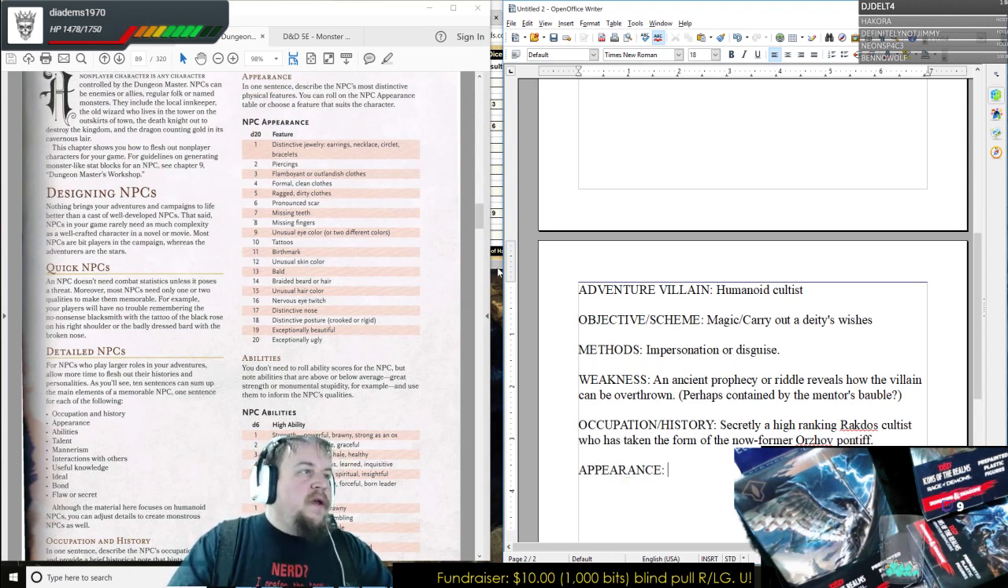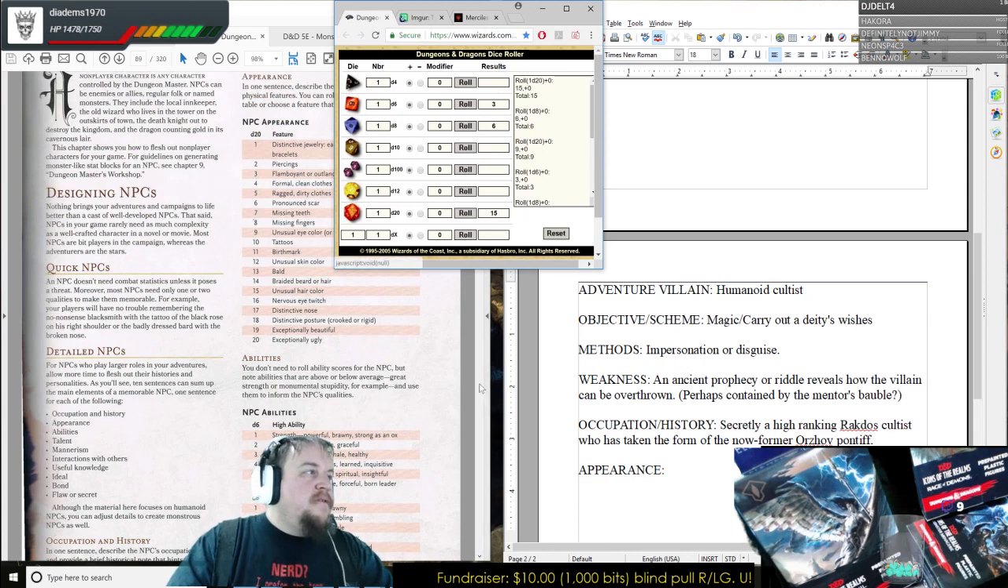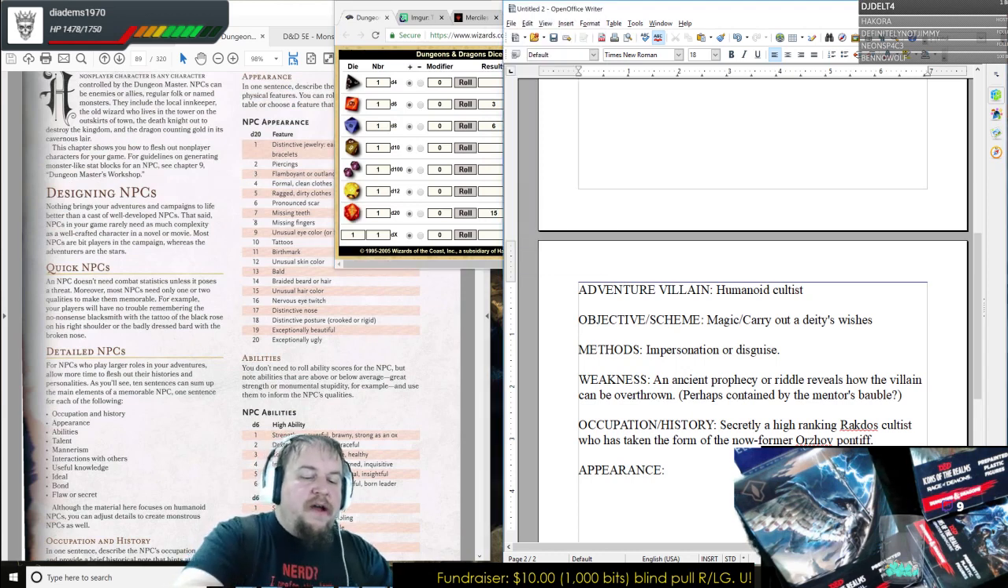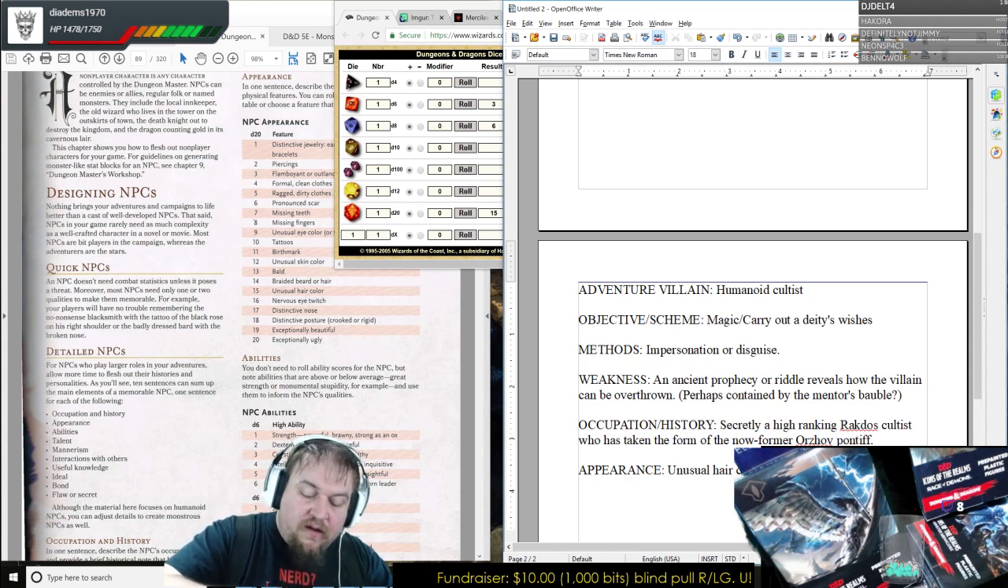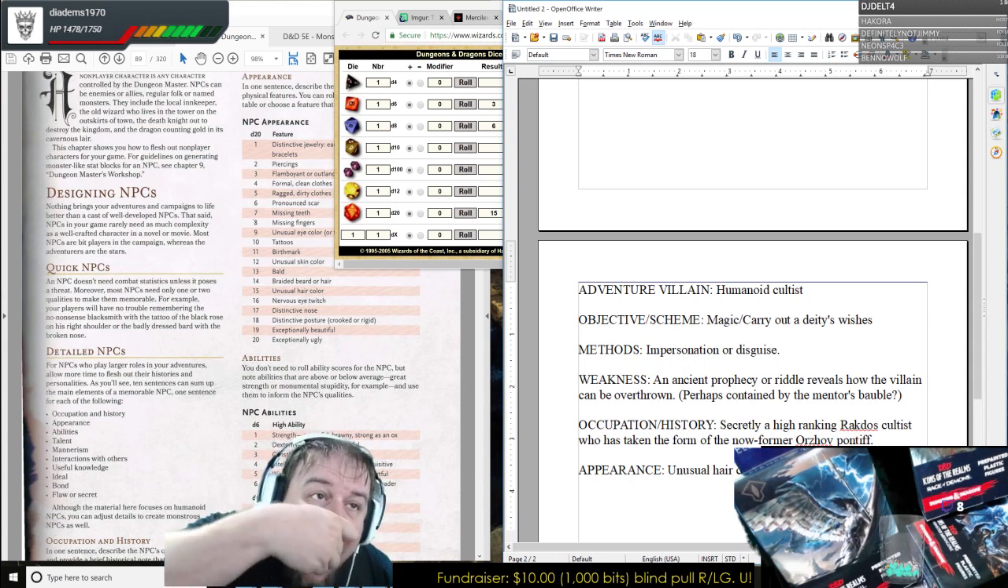Appearance. D20. 15. An unusual hair color. Well, I don't know what race he is yet, or she. I guess we haven't determined one way or the other.